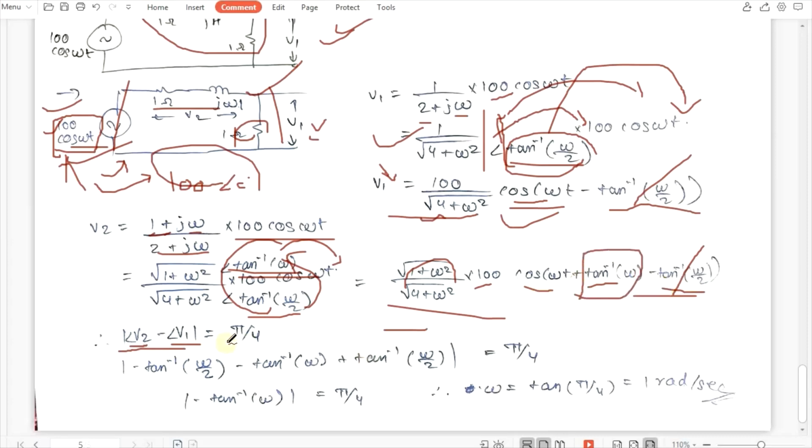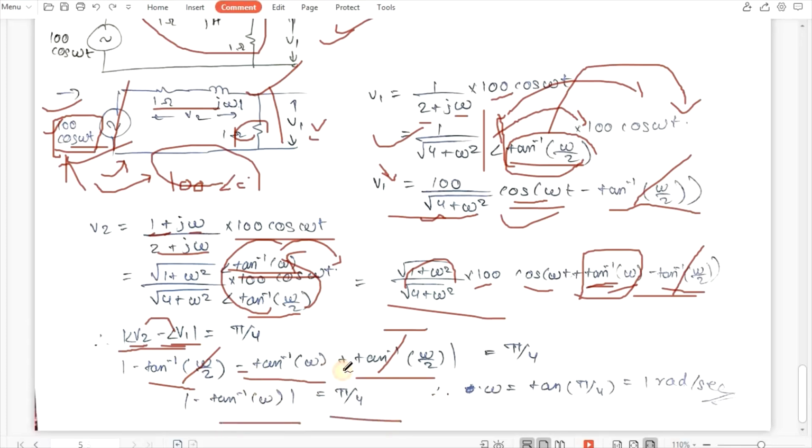Similarly if we take angle of V1 first then V2, basically angle of V1 minus angle of V2, here I have taken angle of V1 minus angle of V2. So here it will be minus tan inverse of omega by 2, then for angle of V2 we have plus, so minus angle of V2 will be minus tan inverse of omega, then minus of minus it will be plus tan inverse of omega by 2. So this tan inverse of omega by 2 minus tan inverse of omega by 2 cancel and we will get minus tan inverse of omega. Mod of minus it will be positive, so we will get tan inverse of omega equals pi by 4.